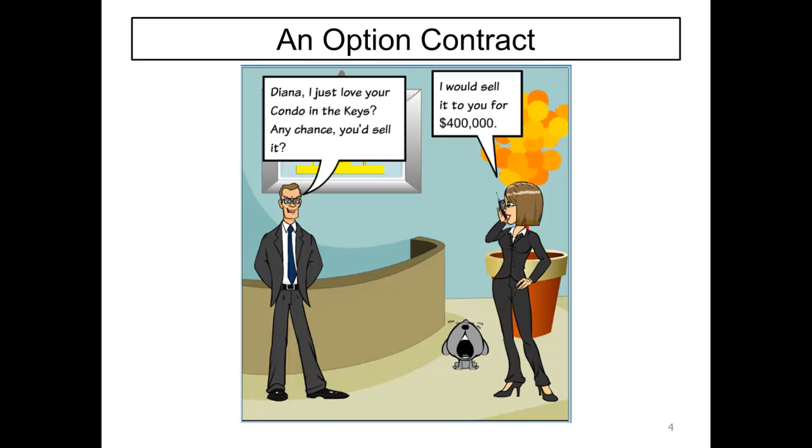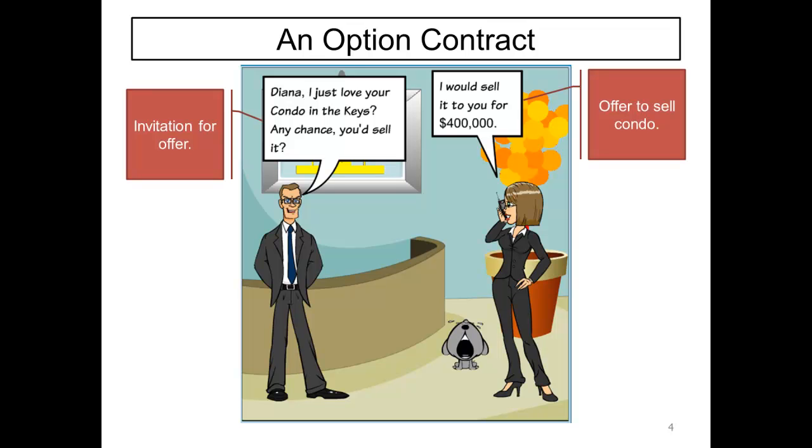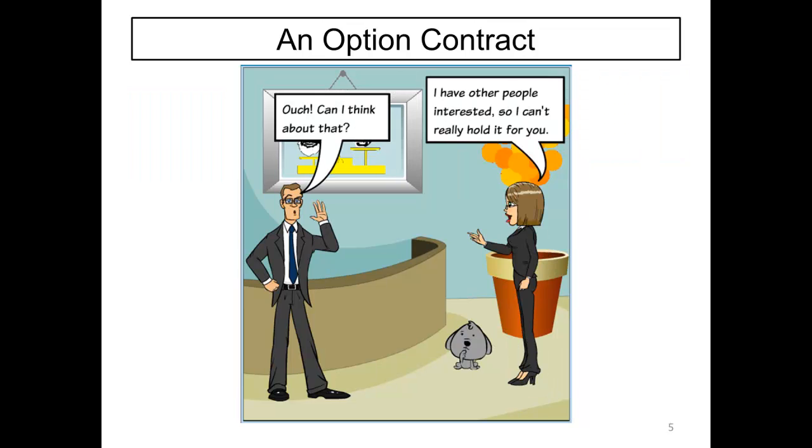And let's give an example of that. So you have John here, and John says, "Diana, I just love your condo and the keys. Any chance you'd sell it?" Diana replies, "I would sell it to you for $400,000." You'll notice that what John is doing is inviting an offer, while Diana is making an offer to sell. She's going to sell that condo.